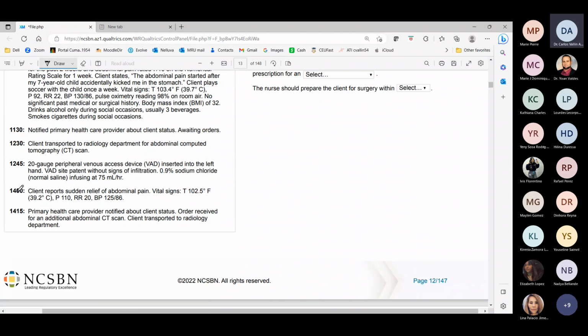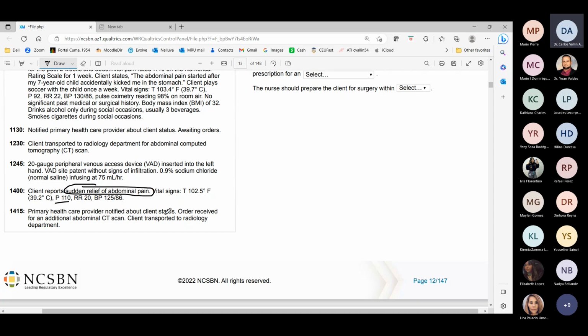One hour 15 minutes later, the client reports sudden relief of abdominal pain. We know from studying appendicitis that this suggests the appendicitis has complicated with rupture, and the rupture disseminates the infection beyond the appendix. The vital signs are practically the same. The only thing is that the blood pressure and heart rate increase a little.